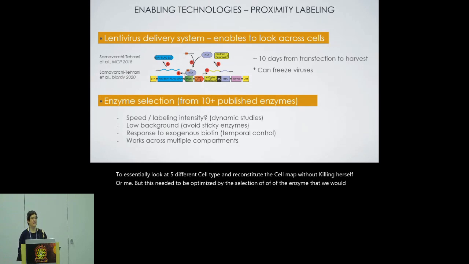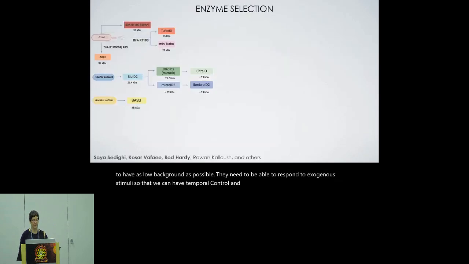There are currently 10 enzymes that can be used for proximity-dependent biotinylation. And so what we need to optimize for are many things, right? We want to use enzymes for all of our stated goals. So they need to be faster so that we can do the dynamic study. They need to have as low background as possible. They need to be able to respond to exogenous stimuli so that we can have temporal control, and they need to work across multiple compartments.